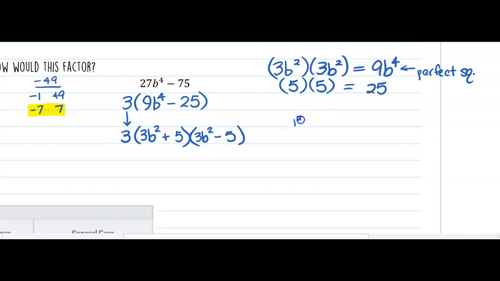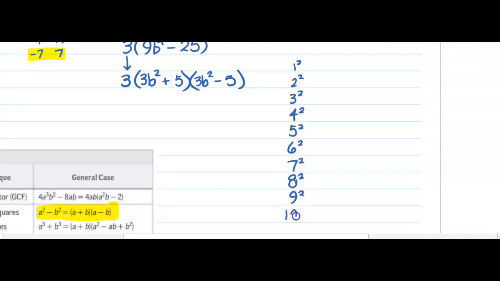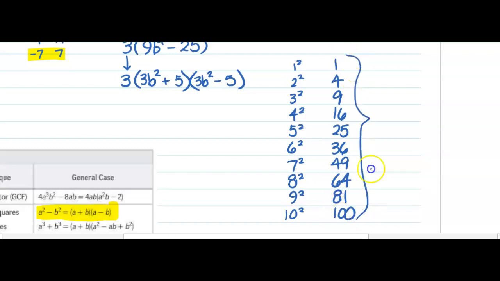It's important to know what the perfect squares are. So perhaps you should put this in your notes as well. These are just the first few perfect squares that are very common. This is 1, 4, 9, 16, 25, 36, 49, 64, 81, and 100. Be on the lookout for these special numbers. These are perfect squares.